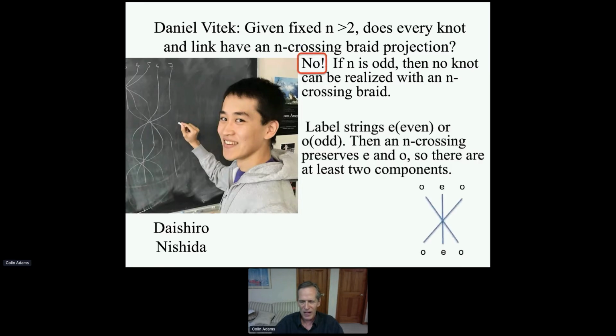And the reason for that is you could just label your strings odd and even, and when you pass through an odd crossing, it doesn't change the fact that certain strands are labeled with odd and even. So it preserves the odds and evens, which means when you're done with your braid, you will have a collection of loops that are all labeled E and a collection of loops that are all labeled O, and never the 2 shall meet. So you must have at least 2 crossings.